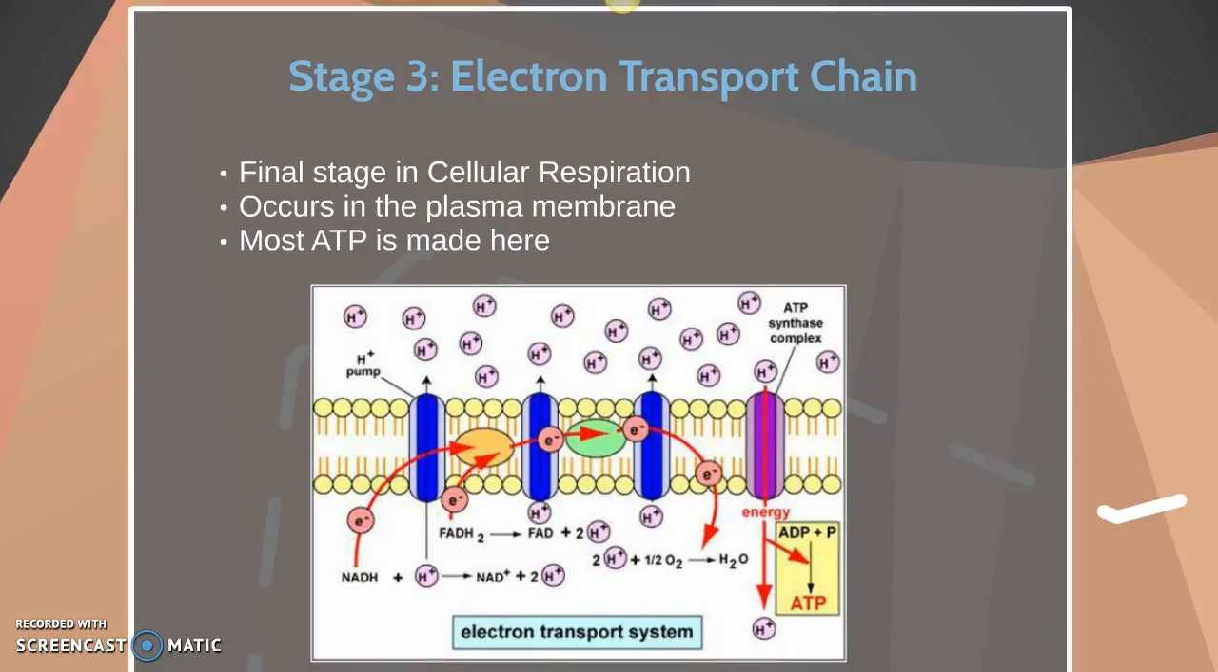Stage 3, the final stage, is the electron transport chain. It occurs in the plasma membrane. The most ATP is made here. This is the final stage, and the ATP is what we need for our cells to do daily functioning: transporting waste, creating new energy, removing toxins, all these things that our cells undergo each and every day.